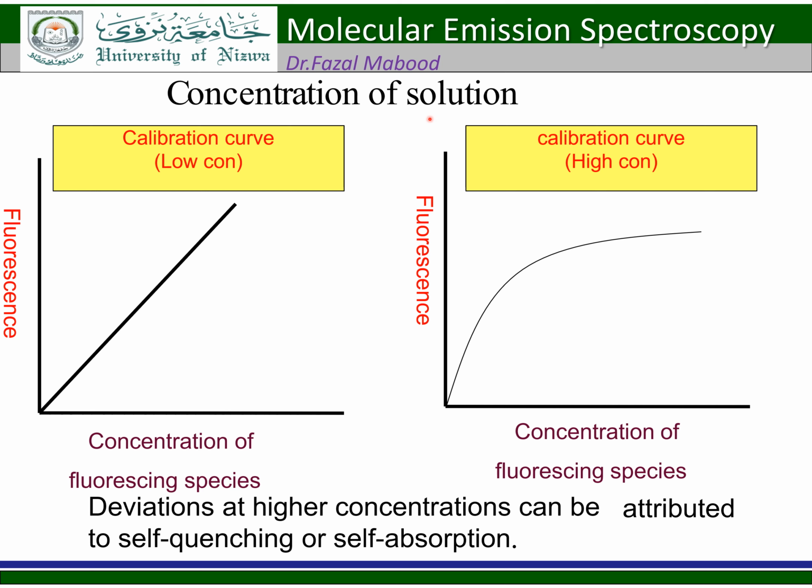Concentration of solution, here you see the calibration curve. In the case of fluorescence, we need to use a dilute solution, not a much concentrated one, because here you see the deviation of the Beer-Lambert law. The fluorescence intensity and the concentration of the solution simply follow the Beer-Lambert law, and you know the limitation of the Beer-Lambert law is that it is usually used for dilute solutions.